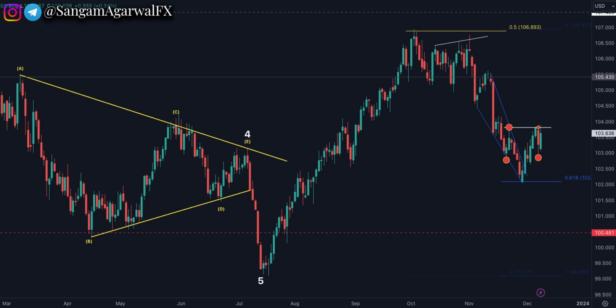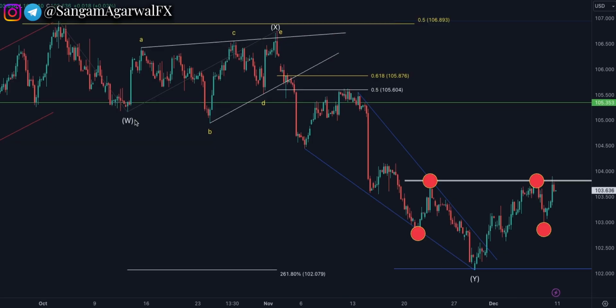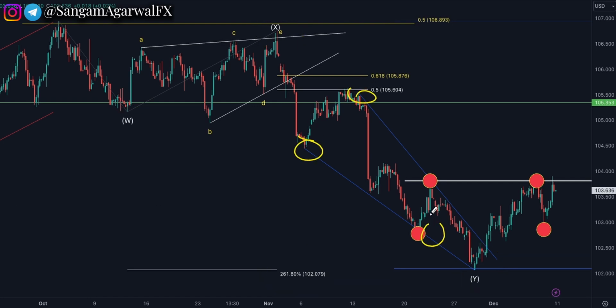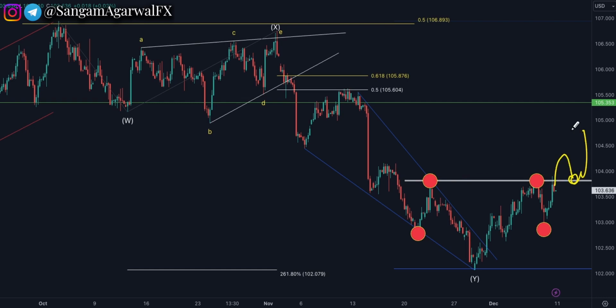And if you see the intraday H4 time frame, then you can see wave WXY, wave Y 261% projection with ending diagonal, and this was your inverted head and shoulder chart pattern. Almost all steps complete, testing neckline. If it breaks out, then next trade is retest, and this area near 105 will be next resistance.